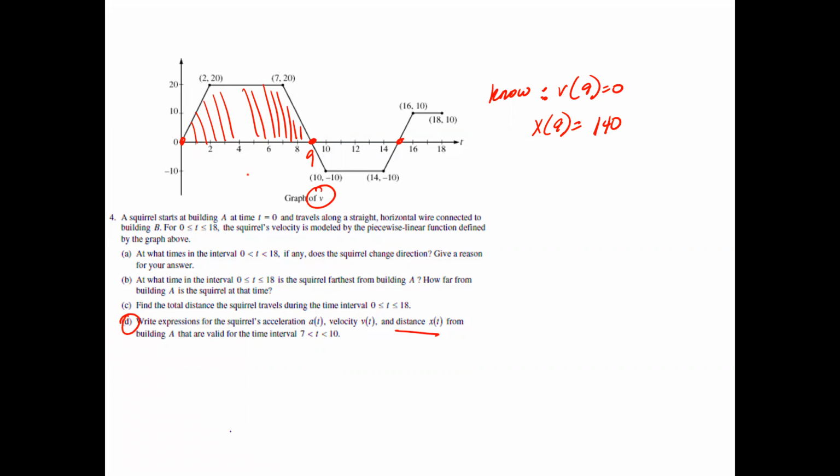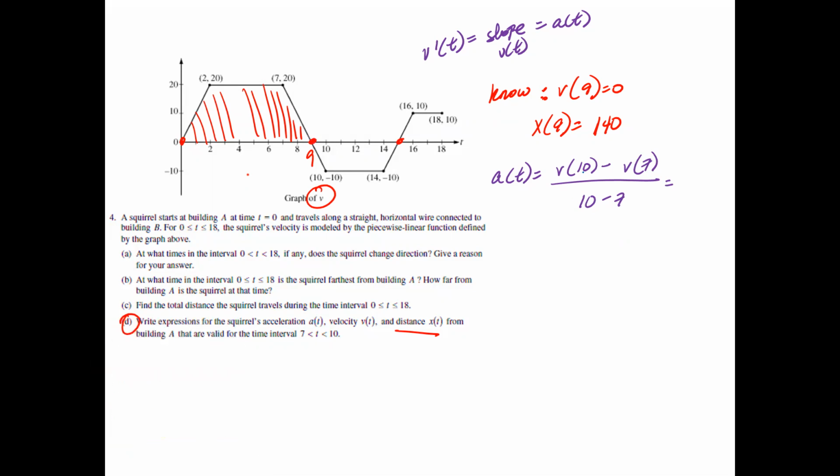So with that information, I can go ahead and find a of t, which is just going to be the slope of velocity. Just keep that in mind, because remember, v prime, which is the slope of v of t, is equal to the acceleration. So a of t is going to be the slope of velocity. The 2 points I'm going to use are v of 10 minus v of 7, and I want to choose those points specifically, over 10 minus 7.